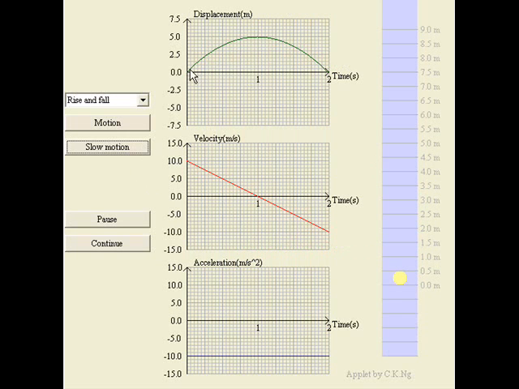If we take a look at this graph, we can see that we've got a gradually decreasing slope, indicating getting slower. At this point here, we've got zero slope. In other words, it's a bit like a flat line. That indicates zero velocity. And gradually the slope decreases in a negative way. That indicates that the velocity of the ball is increasing, but in the opposite direction.